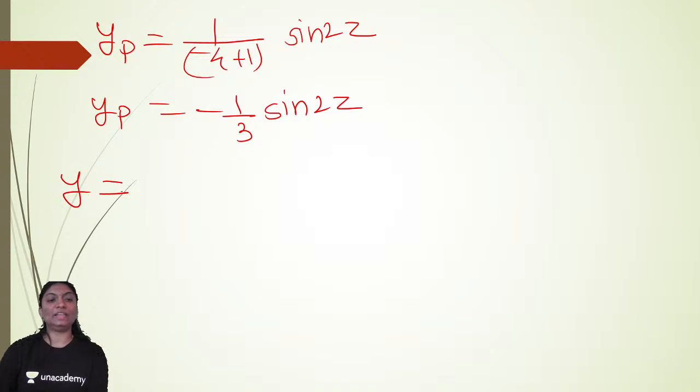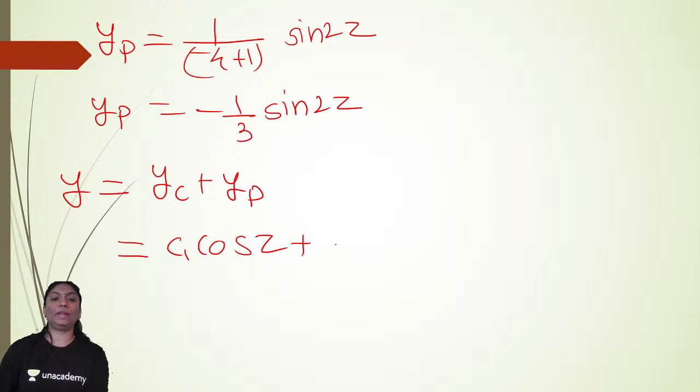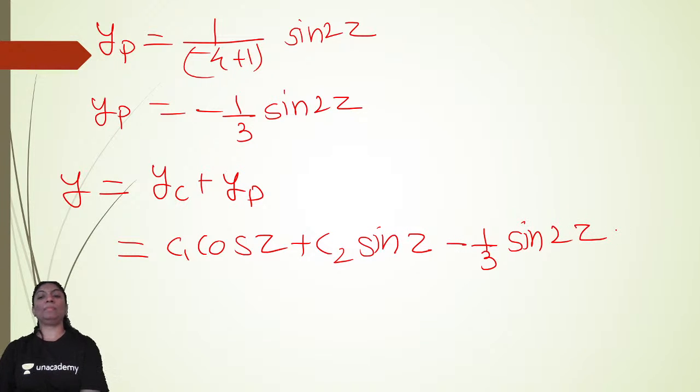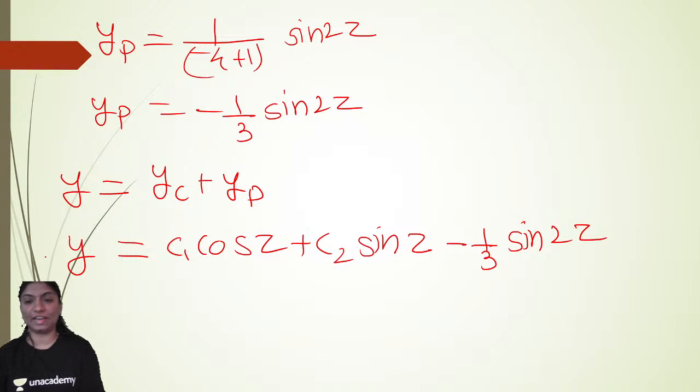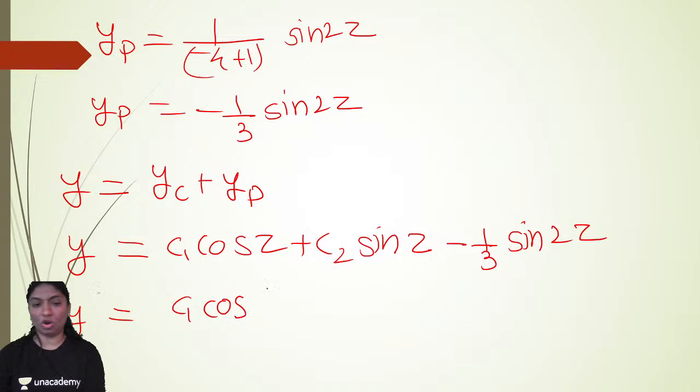So we can write the final solution. y is equal to yc plus yp, which is equal to c1 cos z plus c2 sin z minus 1 by 3 sin 2z. This is your y, but y in terms of z. So the last thing we will do here is substitute z back, c1 into cos of log of, here, what is our z?